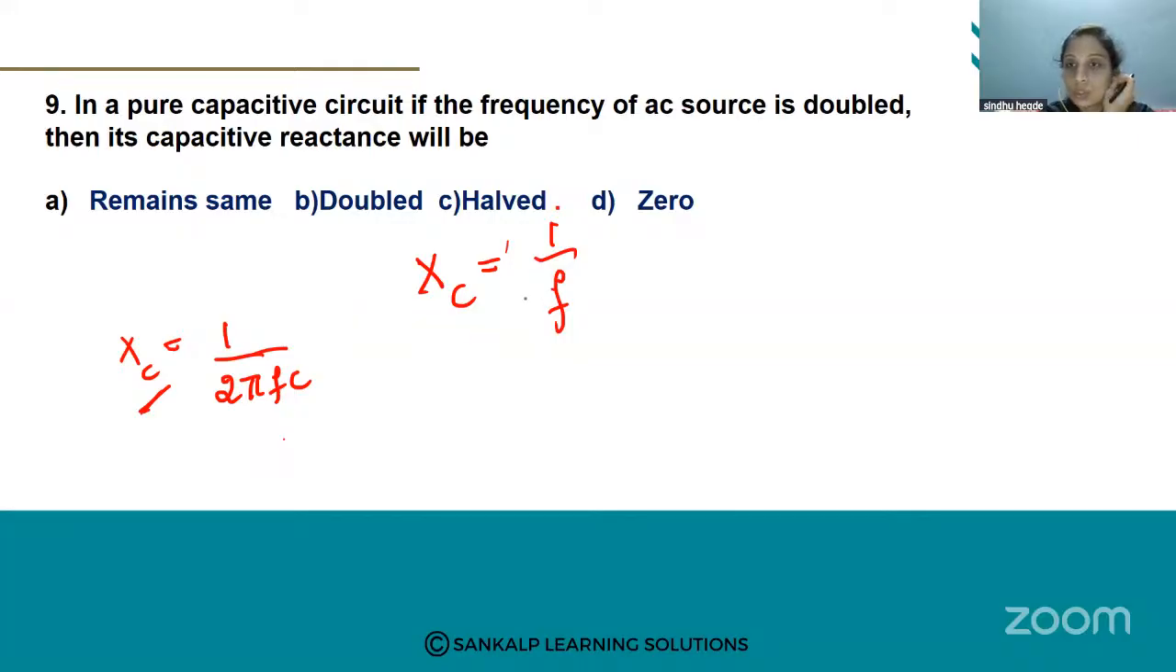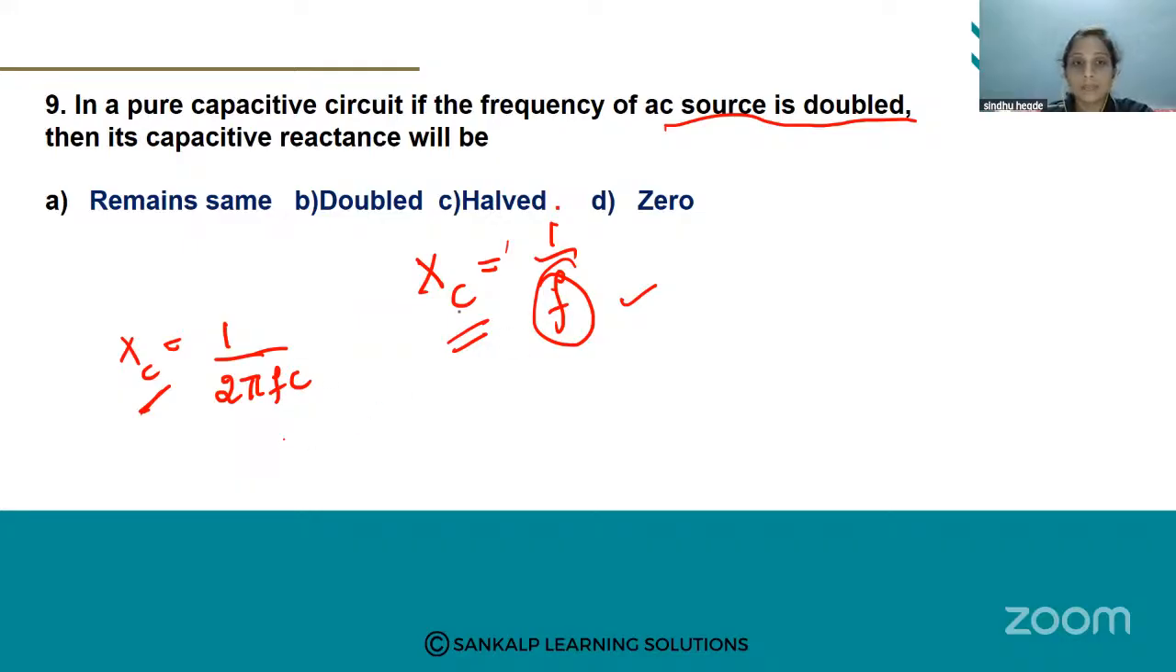Yes or no, students? Yes. See here, capacitive reactance XC is inversely proportional to frequency. That is, XC is equal to 1 by F. Okay. See, here they ask, in a pure capacitive circuit, if the frequency of AC source is doubled, okay? What about your capacitive reactance? Capacitive reactance ಏನಾಗುತ್ತೆ ಅನ್ನೋದು question.